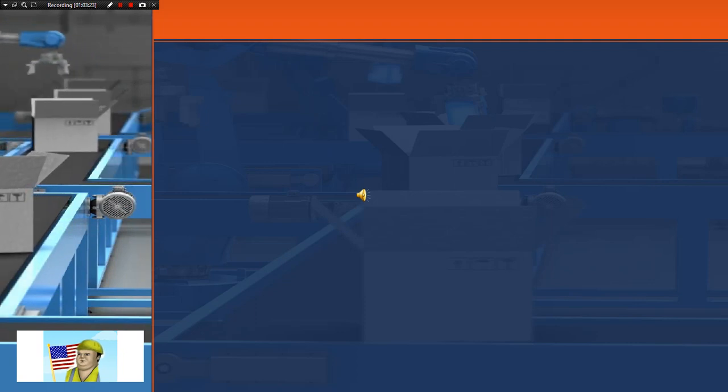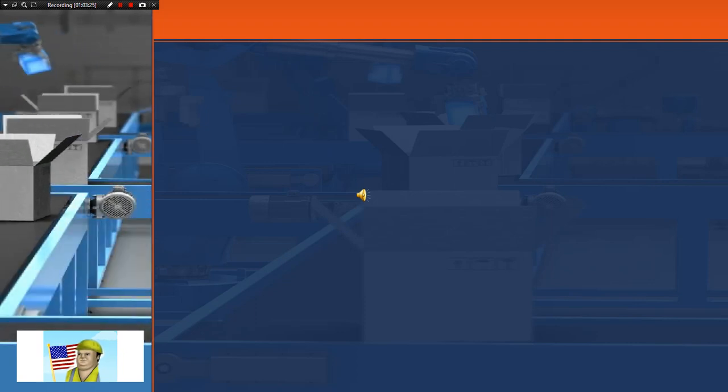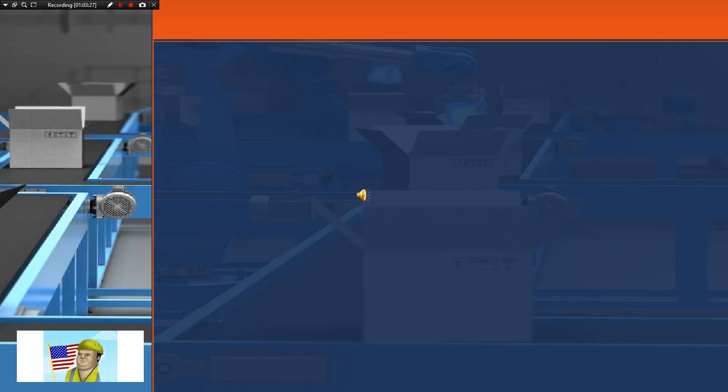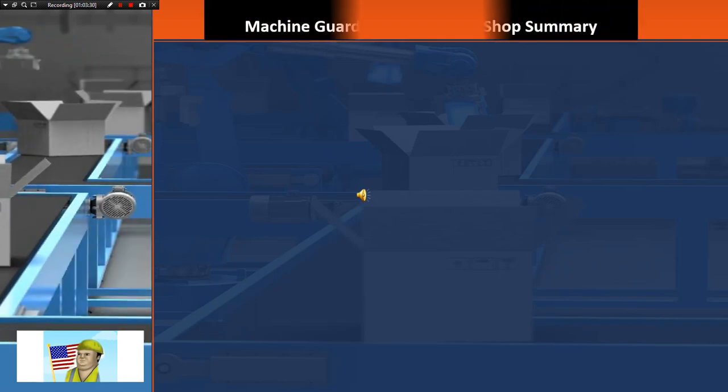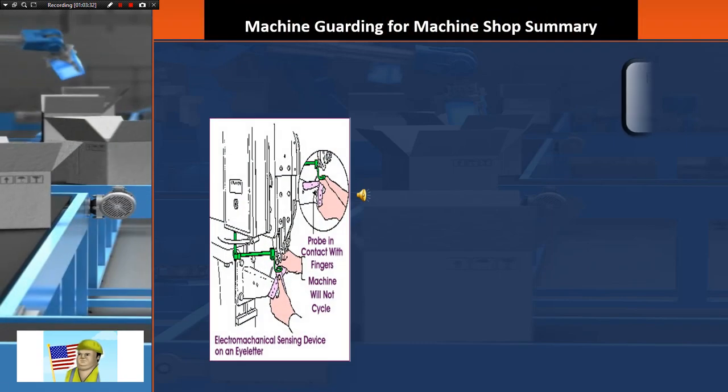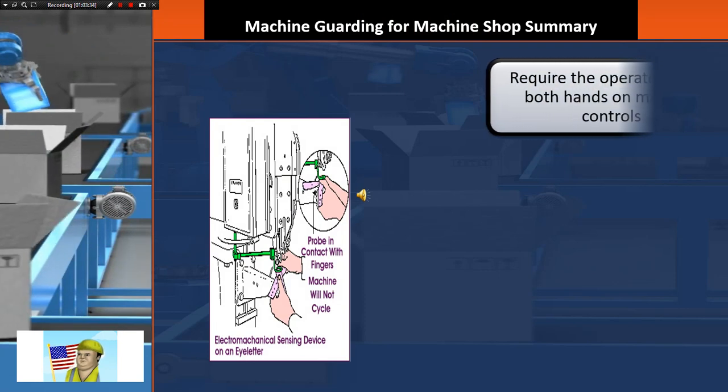Machine guarding for machine shop summary. Require the operator to use both hands on machine controls. Provide a barrier which is synchronized with the operating cycle of the machine in order to prevent entry to the danger area during the hazardous part of the cycle.